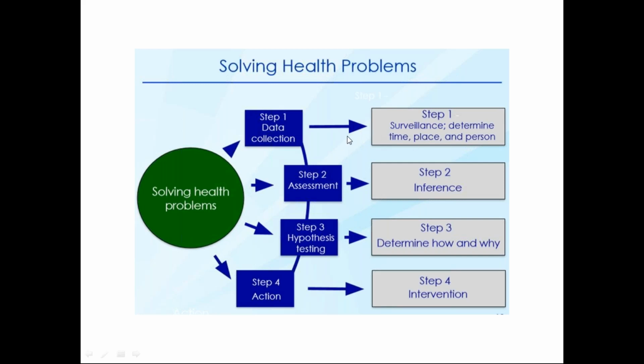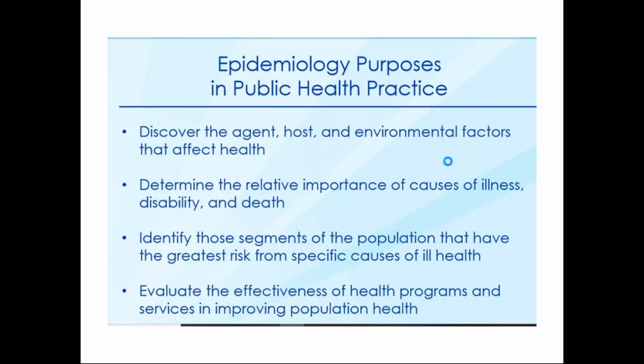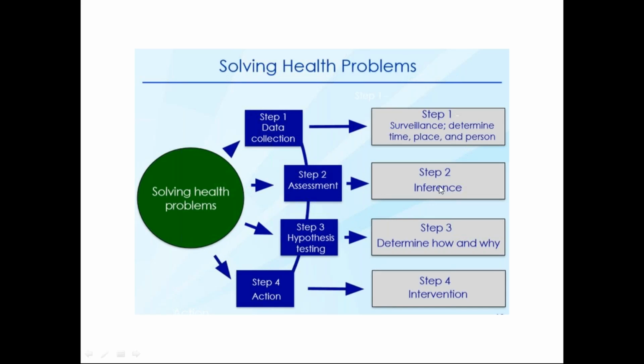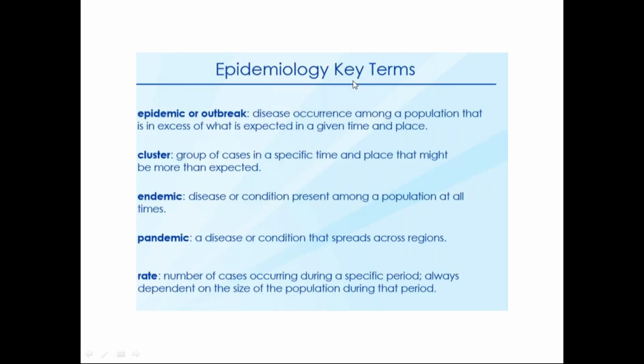So under this health problem, you have the surveillance and you determine the time, place, and person. That's data collection. Then you have the assessment, the inference. Then step 3, which talks about hypothesis testing. You determine how and why you're taking that step. Then you have your intervention.